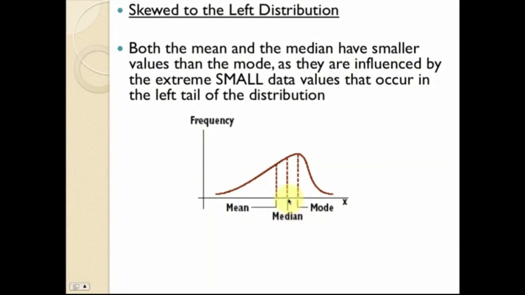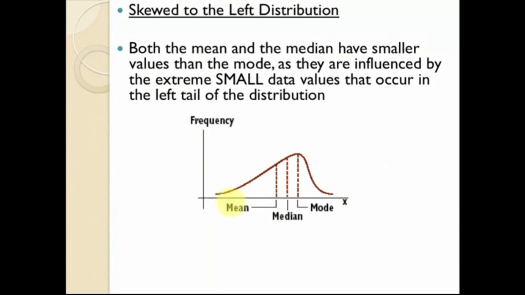The median is also going to be pulled somewhat to the left, but not as far to the left as the mean. The mean is really pulled lower because of these low data values. Consider the calculation of, imagine test scores that are all in the 80s, and then you get a test score in the 20s. Well, your mean test score is going to be pulled down lower because you've got that 20. And that's what's happening here.